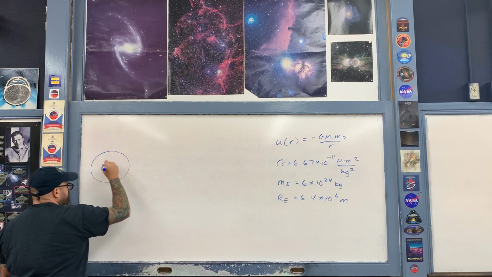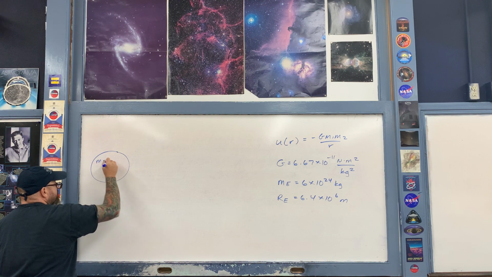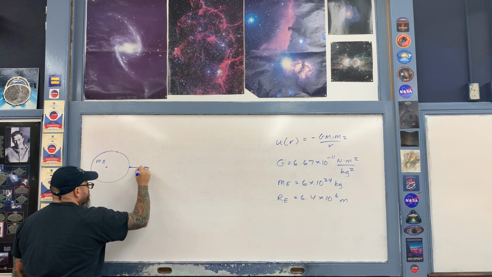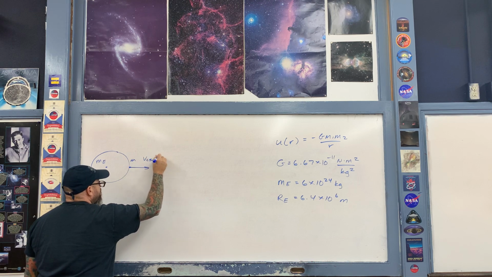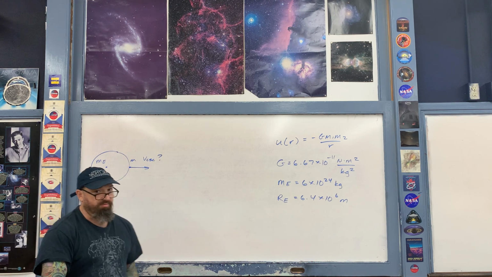So right here is the Earth once again, right here is the origin. We have the mass of the Earth like so. And then we throw the object of mass m upwards with some unknown initial velocity. This is referred to as v escape.